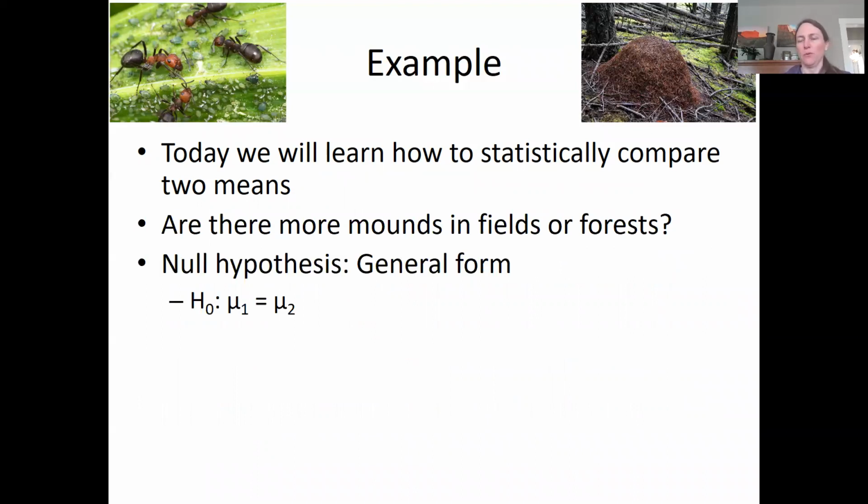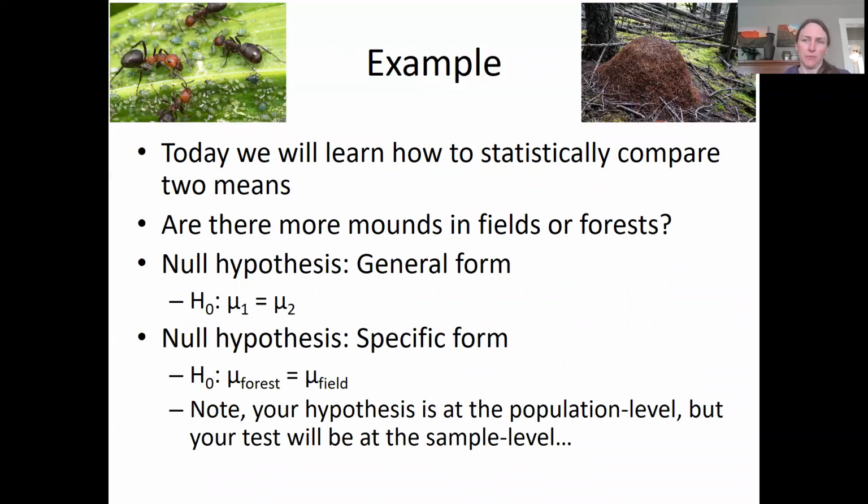And the general form of the null hypothesis for a comparison of two means would be written like this. H naught, the null hypothesis, is basically mu1 is equal to mu2. Okay. Now, a specific form of the null hypothesis for this example would be H sub 0: mu of the forest is equal to the mu in the fields. Note, your hypothesis is at the population level, but your test is at the sample level.